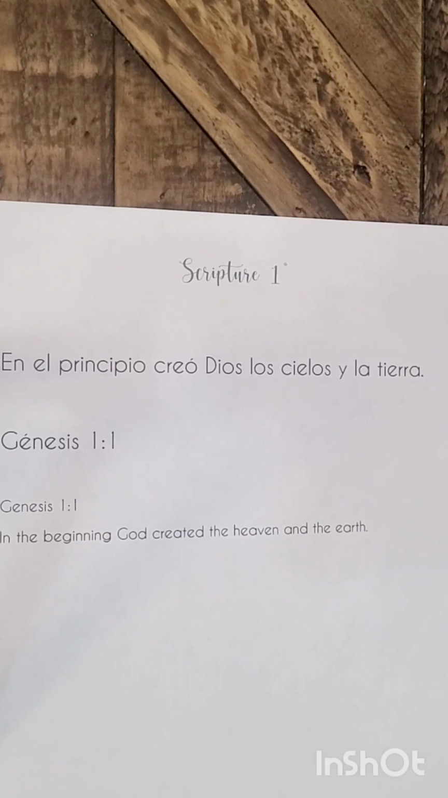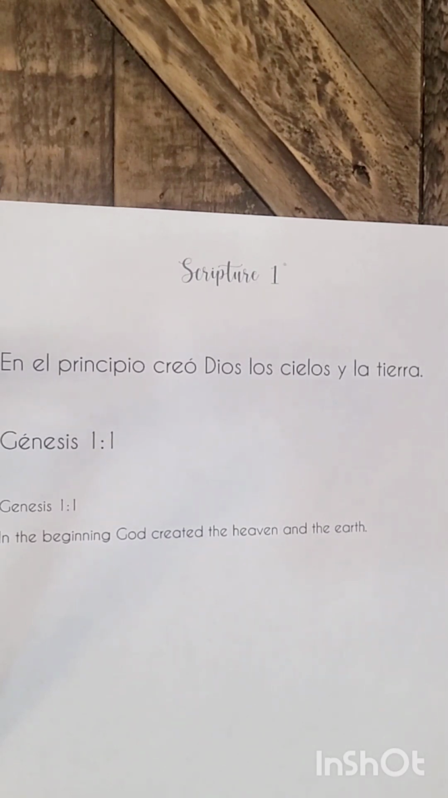Genesis 1:1. Do you know how to say God in Spanish? Dios. Yes. Like adios. So the whole verse, you can repeat after me. En el principio creó Dios los cielos y la tierra.